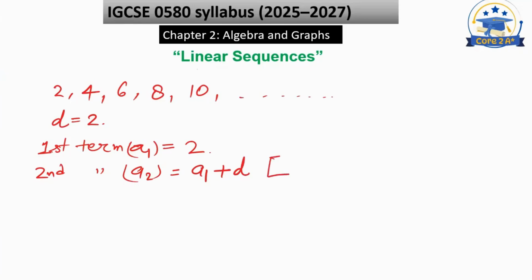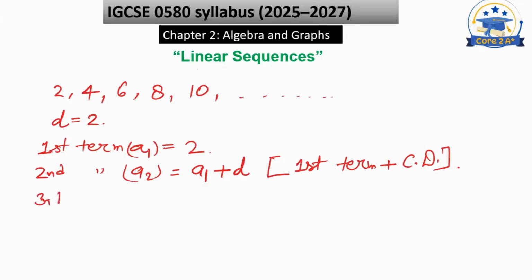I am writing it in written form. A1 is your first term, and then you need to add the common difference, CD, I am writing for common difference. First term plus common difference. By adding the common difference to the first term, you can get the second term.